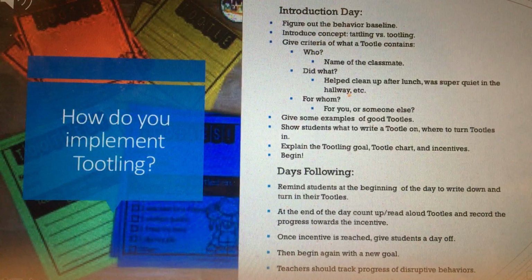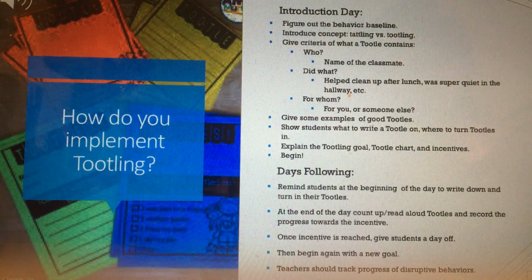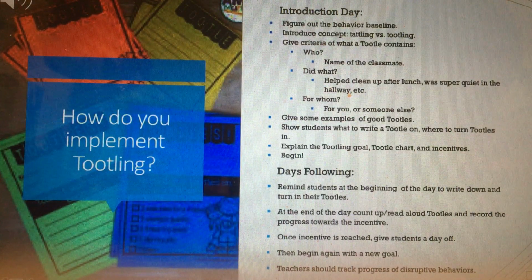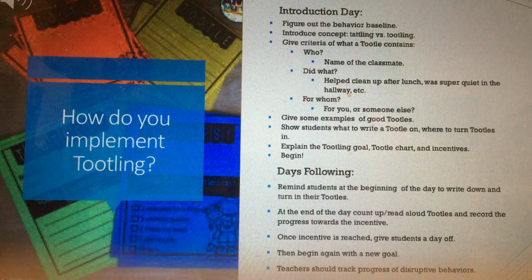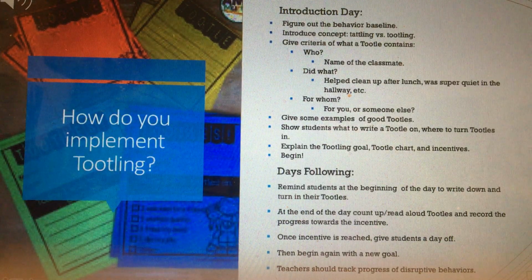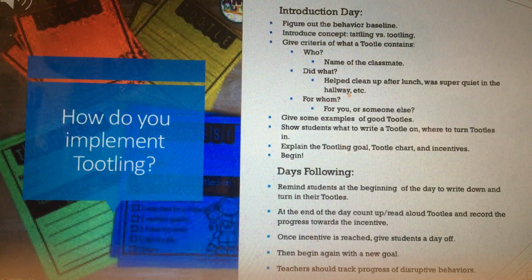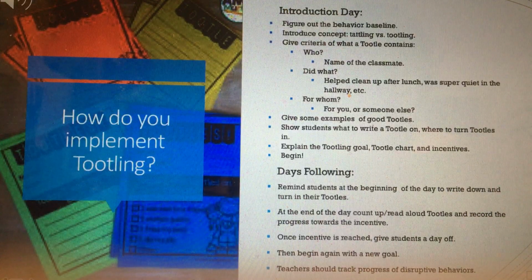How do you implement tootling? I've broken up the implementation of tootling into two separate categories: what you want to do on Introduction Day, and then the days following. On Introduction Day, the one thing you are going to want to have done prior is to figure out your behavior baseline. And that is going to be data that you've collected to recognize a number of negative occurrences of behavior that have been happening in your class, and having that data so that then after the implementation of tootling, you can refer back and see how effective tootling has been in your class.